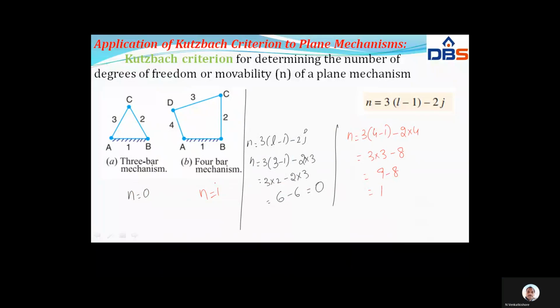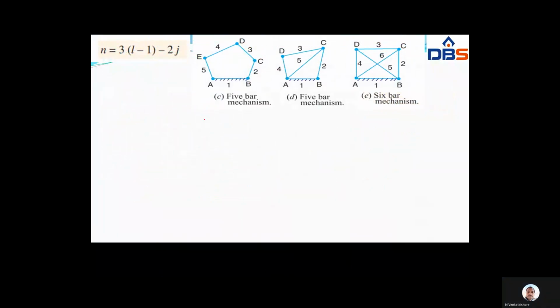Then, in the same way, we go for the next one. It is problem C. n equals 3 into the number of links, which is 5, minus 1, minus 2 into the number of binary joints, so 3 into 4, 5 into 2, 10. So 12 minus 10. So for this case, n equals 2.